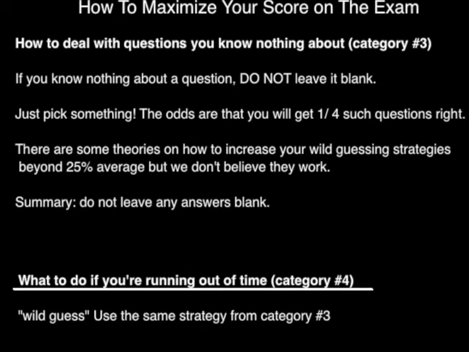And for wild guesses, it's up to you what strategy you want to use. If you want to select the same letter for everything, or you want to choose random letters, that's up to you to decide. The important thing, again, is you don't leave any questions blank. I'm aware that there were some rumors going around last year that people who guess answers will be punished in some way. That rumor is just not true. Take an educated guess if you know something about the question, and if you don't, just take a wild guess.